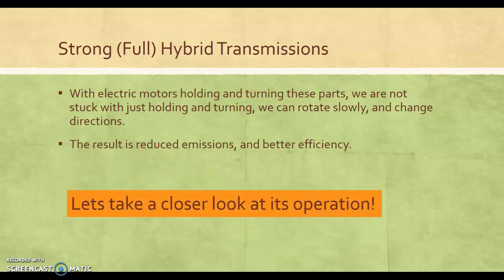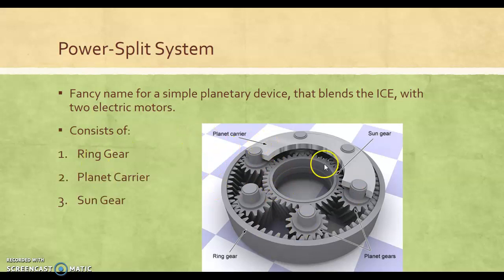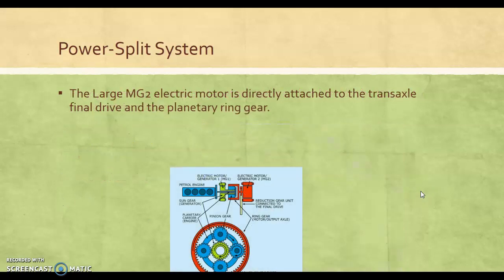We're going to take a look at this operation now. Here's a planetary gear set. But again, Toyota calls it a power split system, power split device. I don't know if it's part of their copyright, trademark, I don't know, but that's what they call it. So basically it blends the ICE with the two electric motors. It consists of the ring gear, planet carrier, and sun gear, right? It's just a planetary gear set. Been using these for going on 100 years. So the large MG2 electric motor is directly attached to the transaxle final drive.